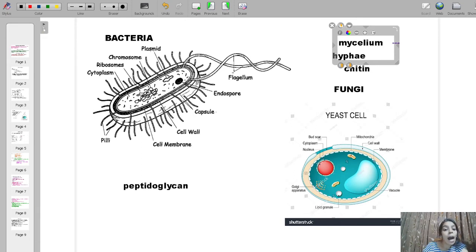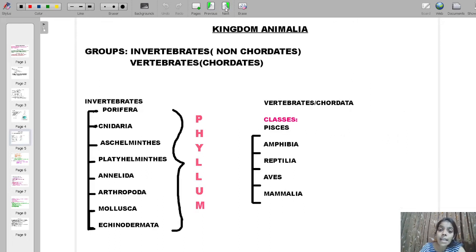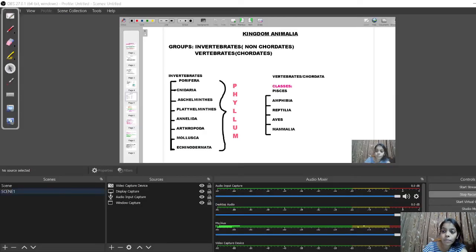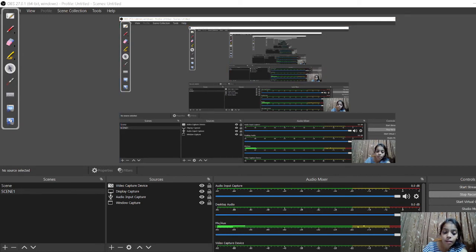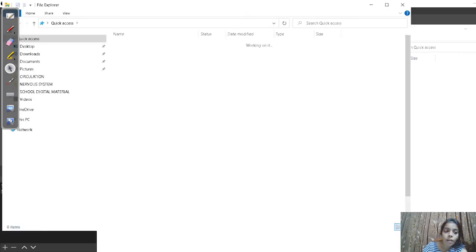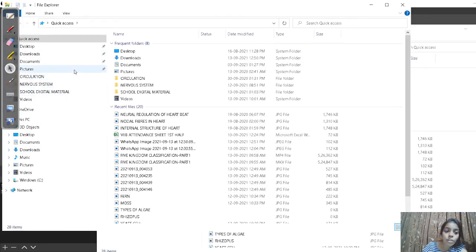Okay. After fungi, the next kingdom is kingdom Plantae, and in kingdom Plantae I would like to show you certain pictures.